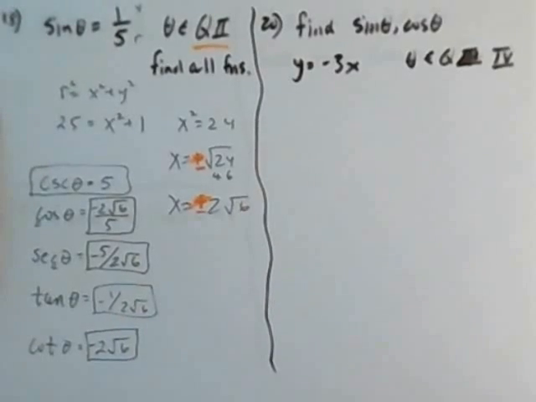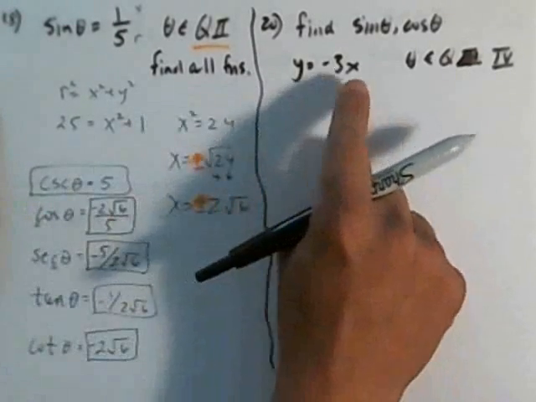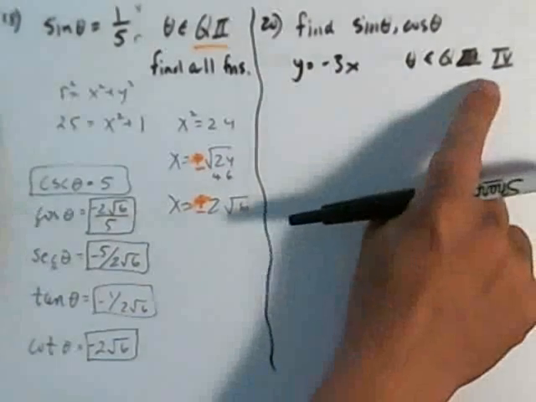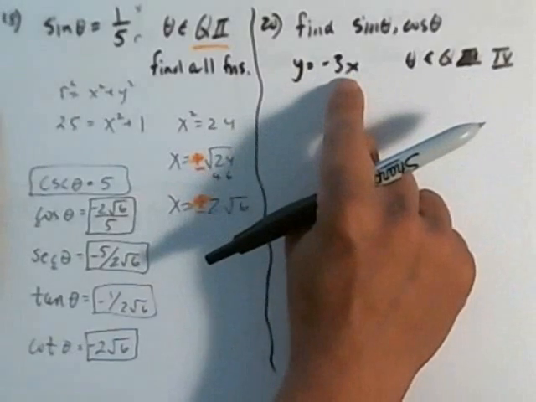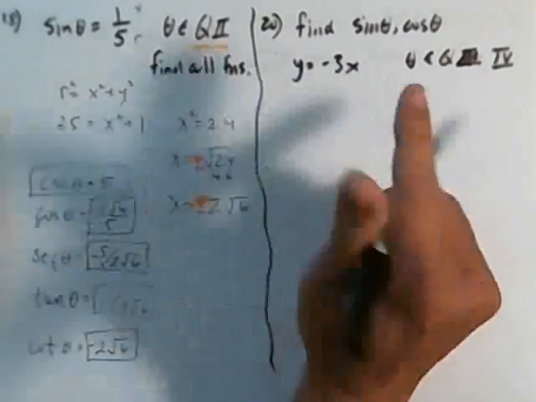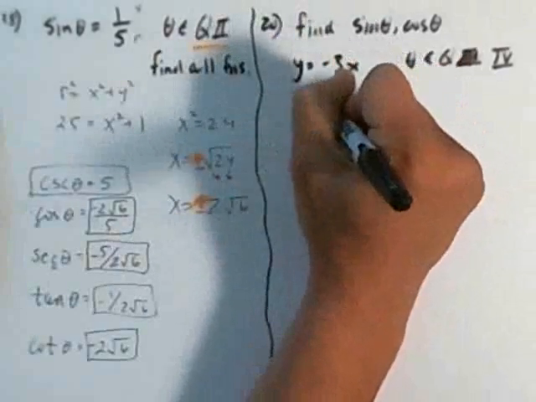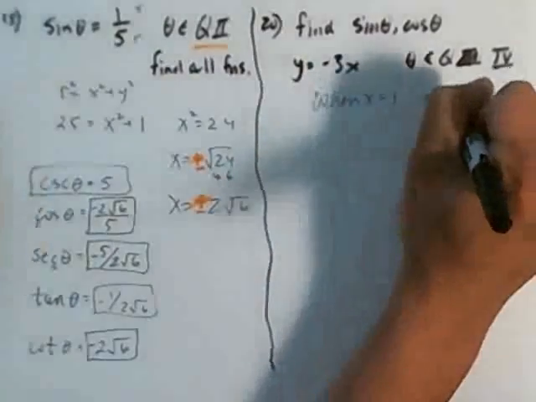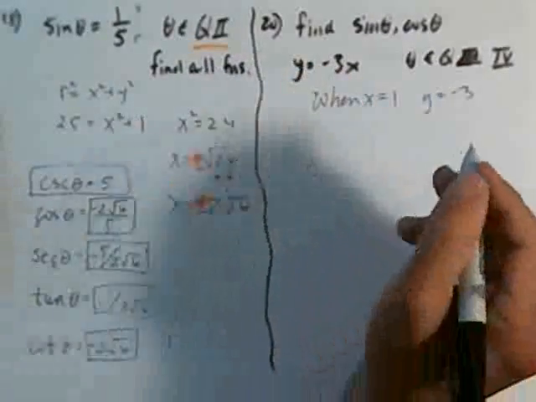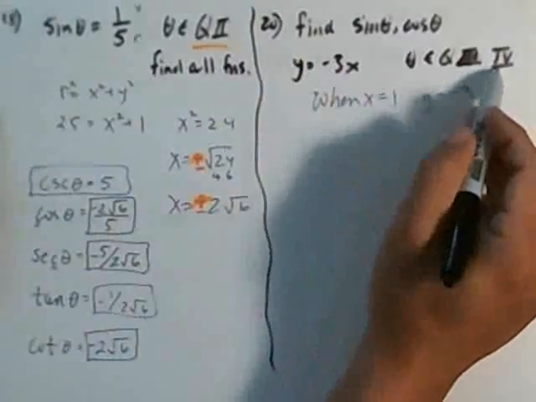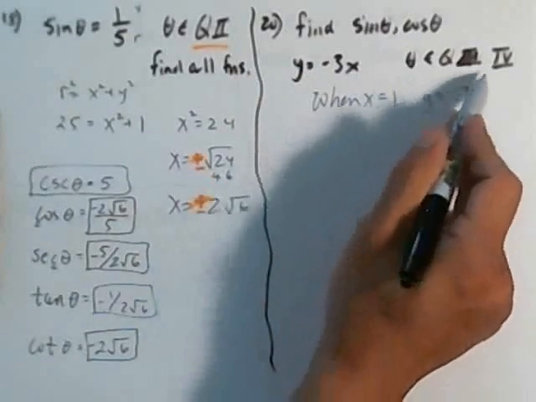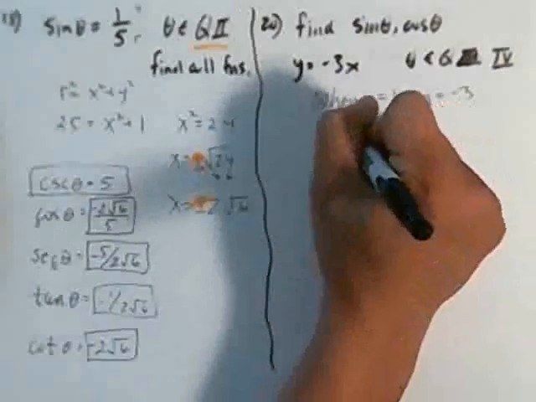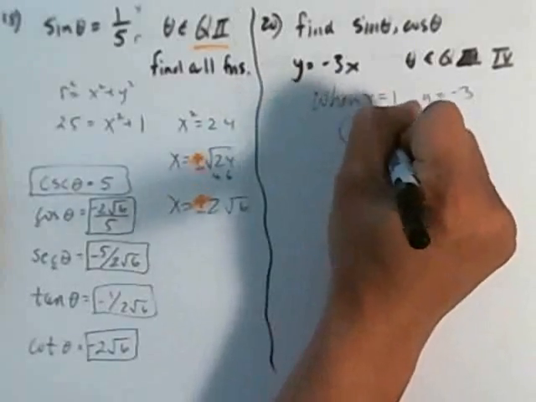Next couple questions. 20, find the sine, cosine. Y equals negative 3x, and theta is in quadrant 4. So I have to find the value for which x is going to be, and x is going to be positive, y is going to be negative. So just plug into this equation when x equals 1, y equals negative 3, according to this equation. And is this in quadrant 4? Yes, it is. If I plug in x equals negative 1, then it will be in quadrant 2, right? Because the y value will be positive. Think about that a little bit before you actually start working on the problem.